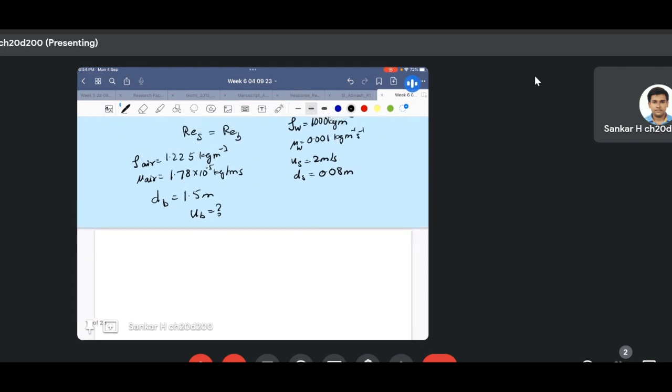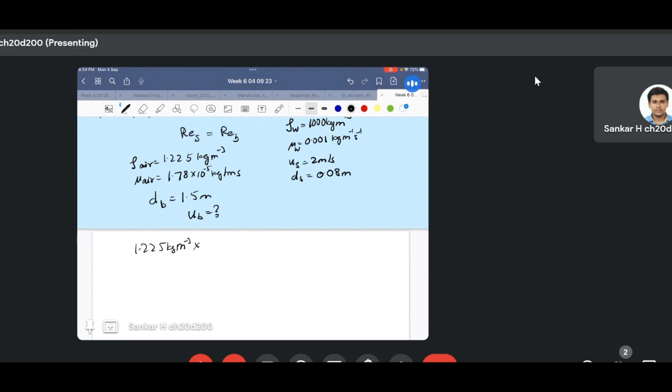Therefore, when we equate the Reynolds number of the sphere to the Reynolds number of the balloon, we'll write it as 1.225 kilogram per meter cube times the velocity of the balloon times the diameter in meter, divided by the viscosity as 1.78 into 10 raised to minus 5 kilogram per meter second.